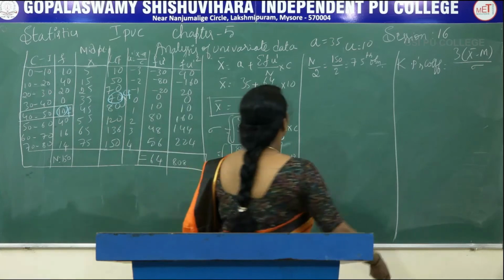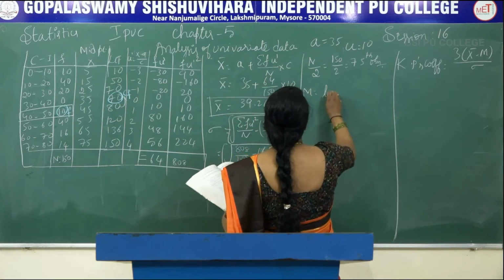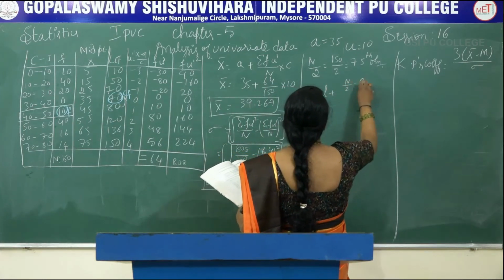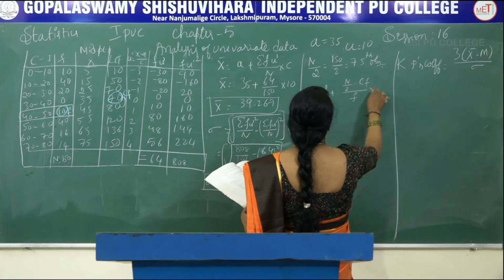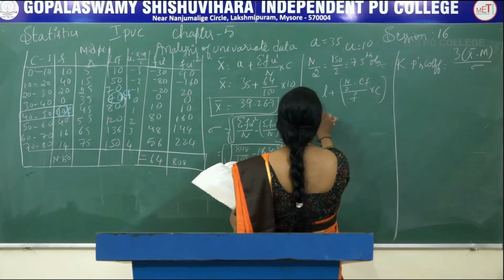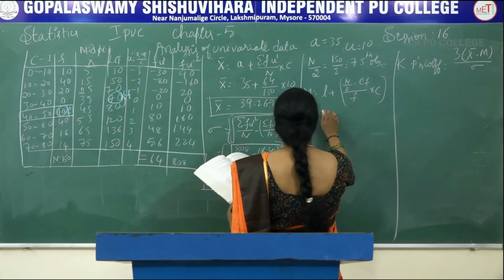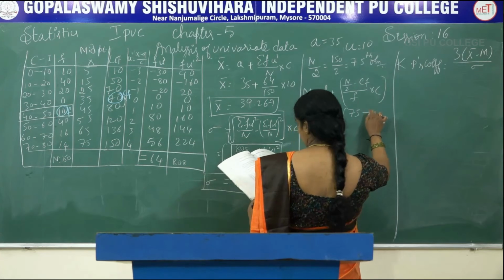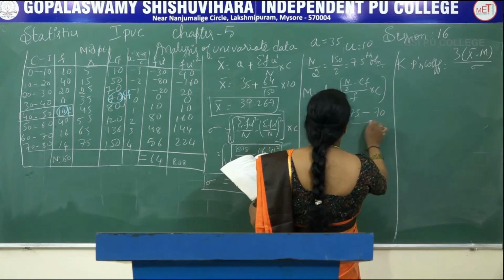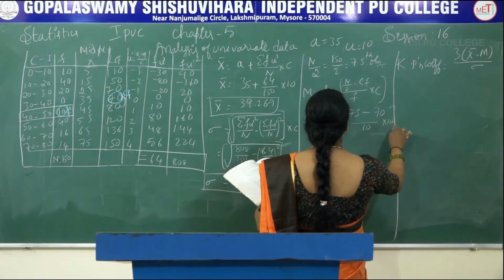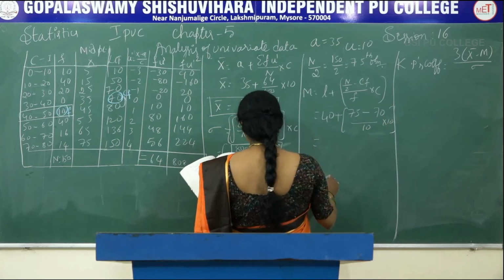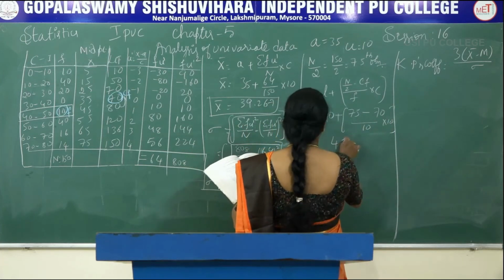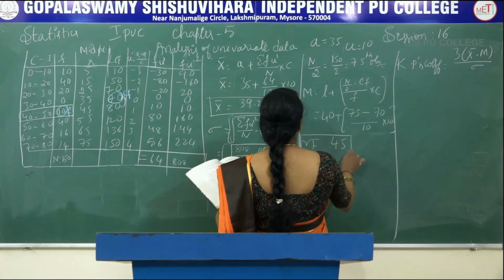Now you calculate the median. Median is equal to L plus (n by 2 minus CF) by f into c. So L is equal to 40 plus (n by 2, which is 75, minus CF, which is 70) by 10 into 10. This is 45. So our median value is 45.